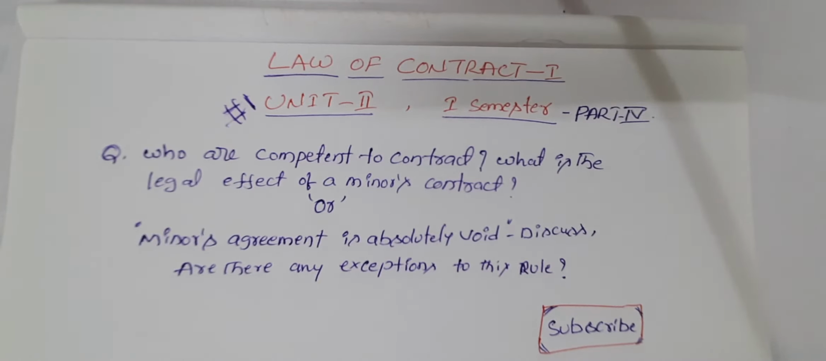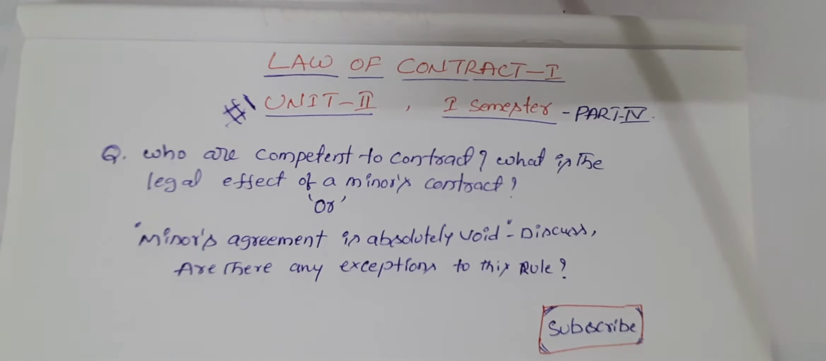Section 11 provides that every person is competent to contract who is of the age of majority according to the law to which he is subject, and who is of sound mind and is not disqualified from contracting by any law to which he is subject. Therefore, number 1, minors, number 2, persons of unsound mind, and number 3, persons disqualified by law to which they are subject are the incompetent persons to contract. If these incompetent persons enter into any contracts, such contracts become void.